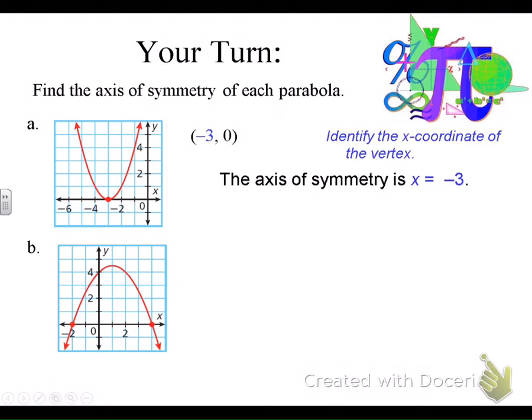Okay, so this one, you can do it one of two ways. You can do -2 plus 4 and divide by 2. -2 plus 4 is +2, and +2 divided by 2 is 1. So we know x equals 1. Or you can do it the other way and say, okay, there's 1, 2, 3, 4, 5, 6 units. 6 divided by 2 would be 3. So if I go over 3 from here, that puts me at 1. So the axis of symmetry goes through 1.